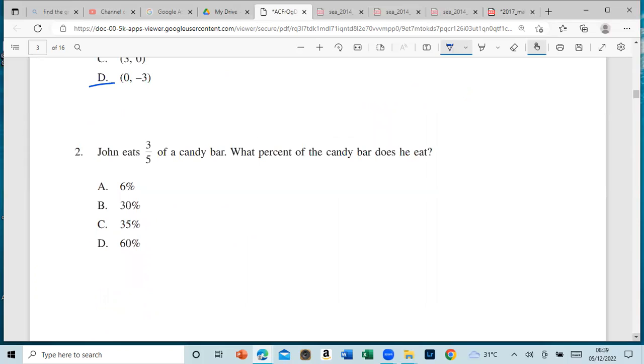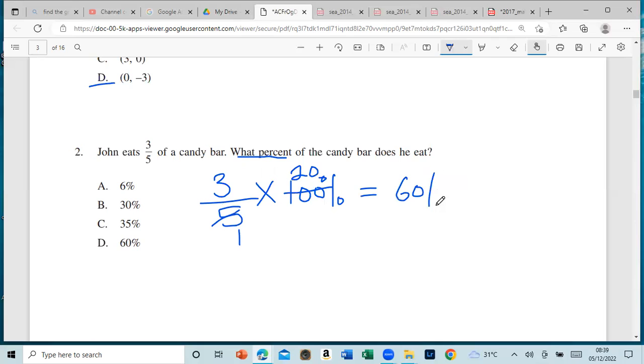Let's move on to number 2. It says, John eats 3/5 of a candy bar. What percent of the candy bar does he eat? So they ask us to convert from fraction to percent. So all we do is say 3/5. Since percent means out of 100, we just multiply by 100%. 5 into 100 is 20 times. So 3 times 20 would give us 60%. Again, that's D. I have a thing with D, you know, guys. So for that one, it will be D.